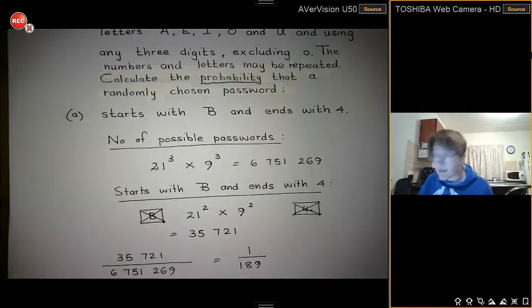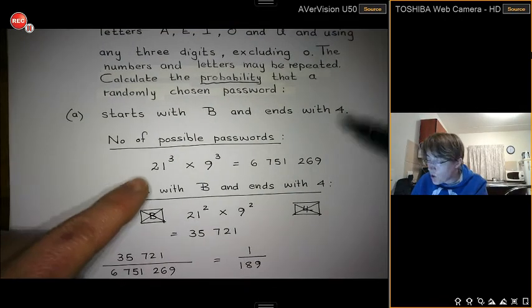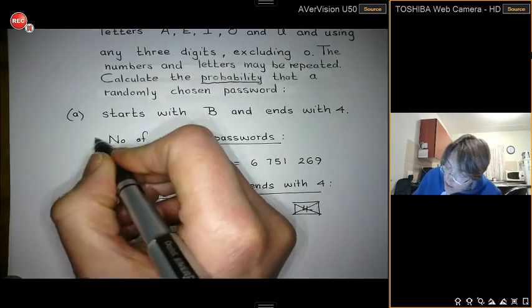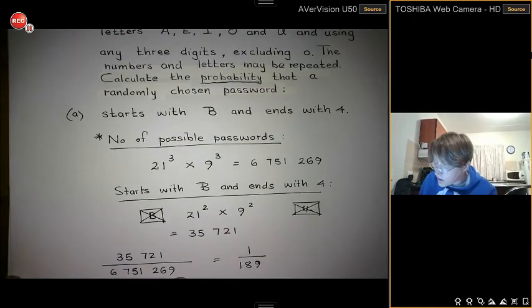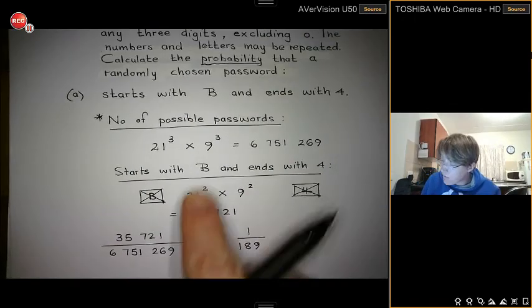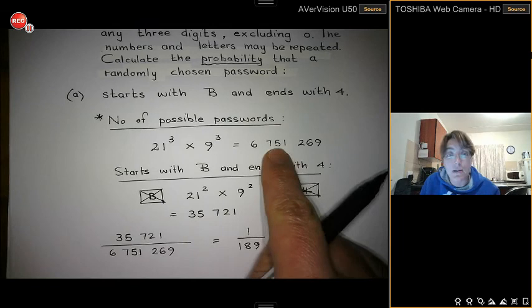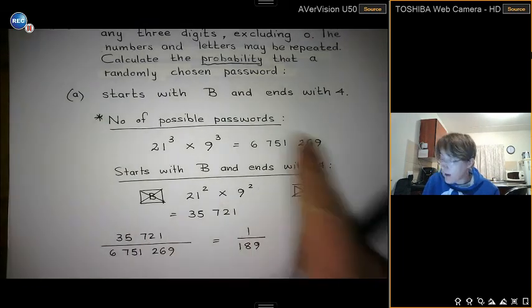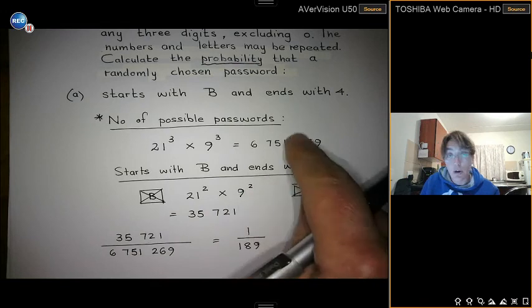Now the good news at least is that for the follow-up questions I don't have to go and calculate this one. This one I'm going to use in the bottom of my probability calculation every single time. So each time I'll just come back to this one. Whatever other restrictions they give me, whatever else I calculate, I'll just every single time put it over that.